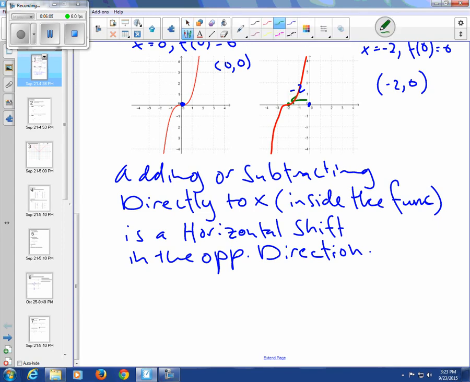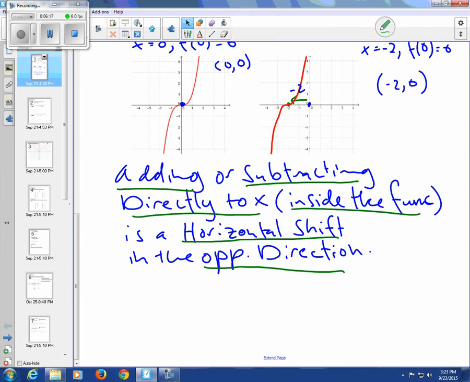An addition or subtraction is going to be a horizontal shift in the opposite direction when we are adding or subtracting inside the function, and that's directly to the x. Okay, so let's look at vertical shifts.